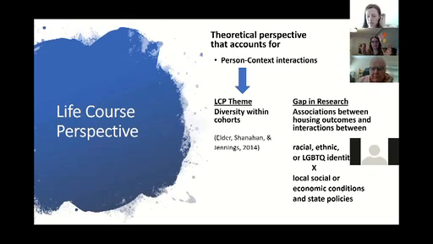And so this is leading to the life course perspective theme of diversity within cohorts. So I have young people who are presenting with different identities, and given their identities and discrimination together, how does that change their pathway?